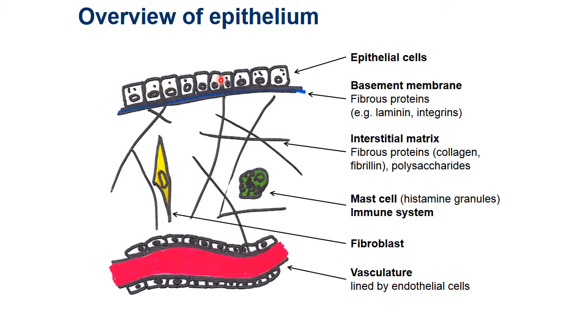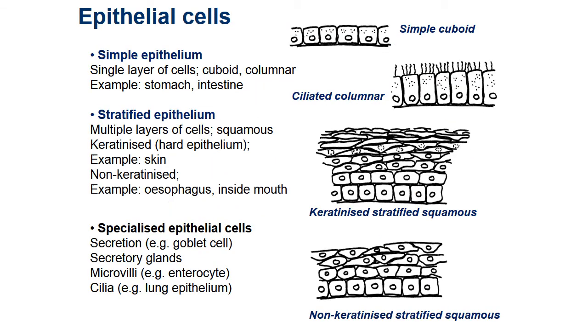In this case, I drew the epithelial cells as a single layer of sort of cuboid cells, but there are many different varieties. Epithelial cells can be organized in different ways. For instance, you can have simple epithelium, which is characterized by the presence of a single layer of cells, or stratified epithelium, which is characterized by the presence of multiple layers of cells.